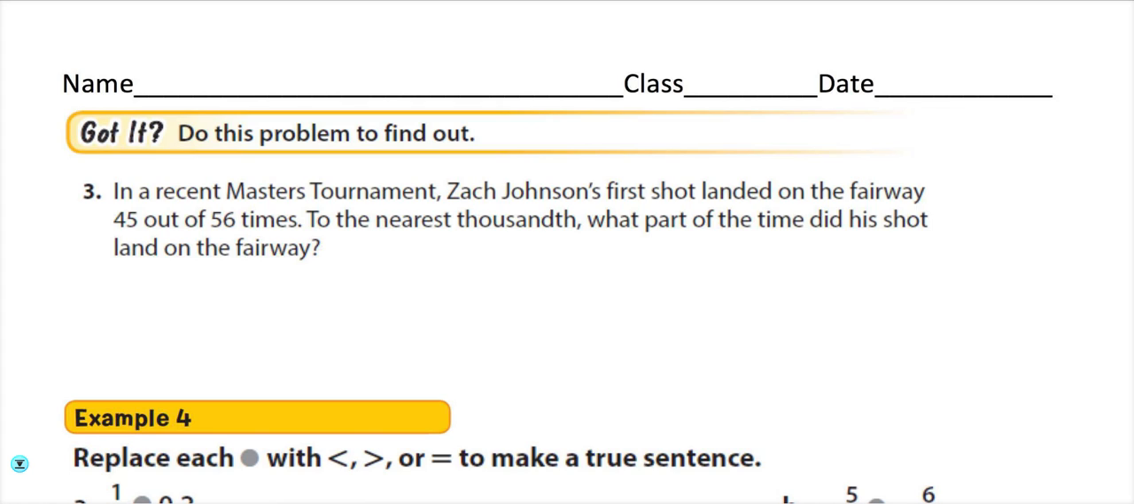In a recent Masters tournament, Zach Johnson's first shot landed on the fairway 45 out of 56 times. To the nearest thousandth, what part of the time did his shot land on the fairway? So we're going to have 45 divided by 56. Let me start that about here, I think.